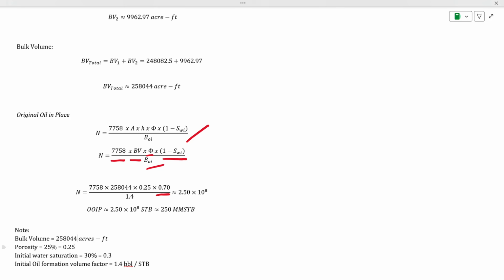So that is how we calculate the bulk volume using a combination of trapezoidal and pyramidal methods, and use that bulk volume to determine the original oil in place.